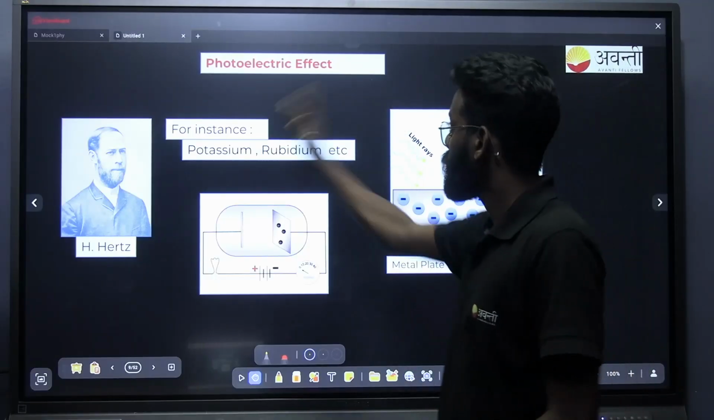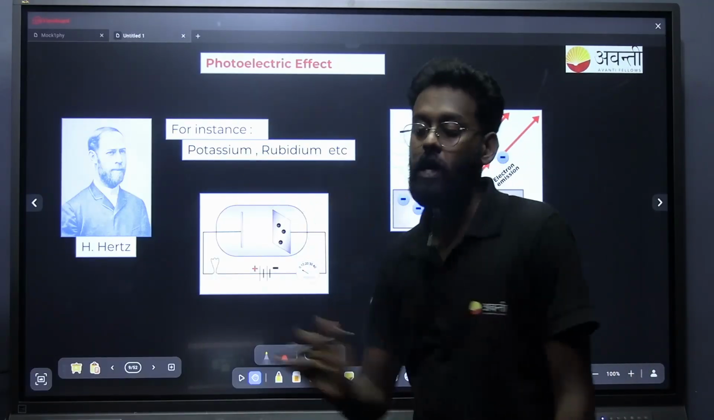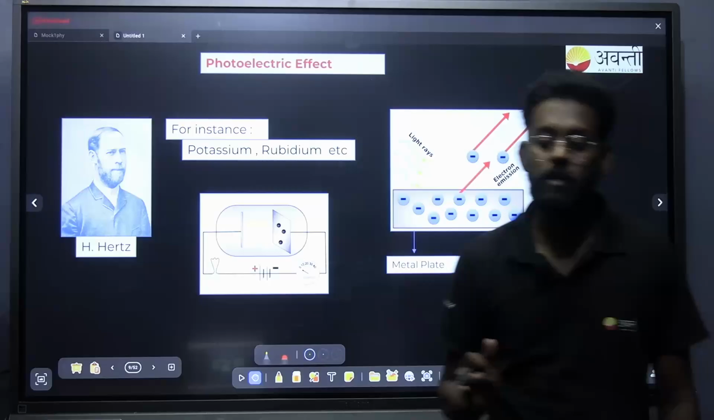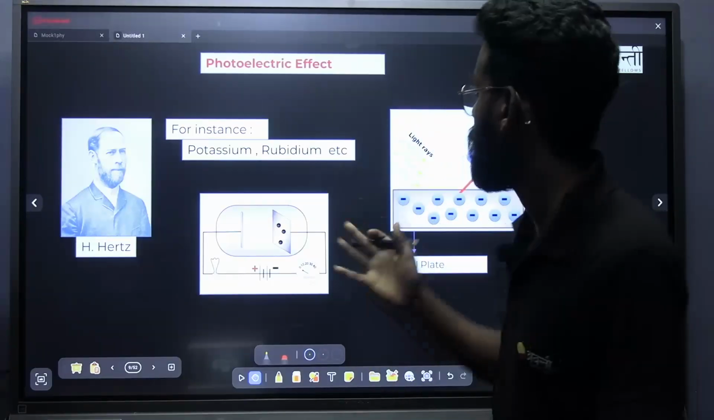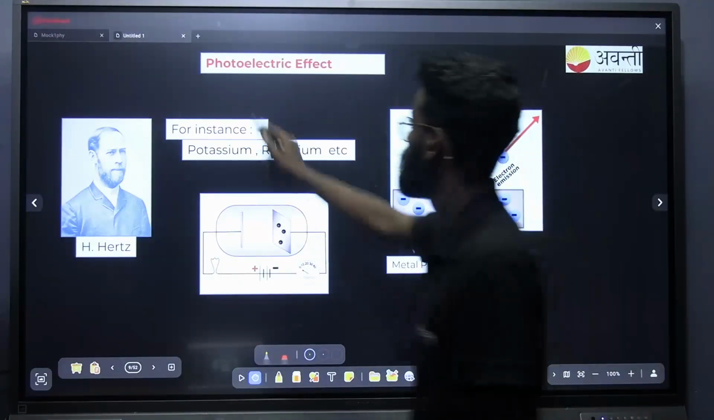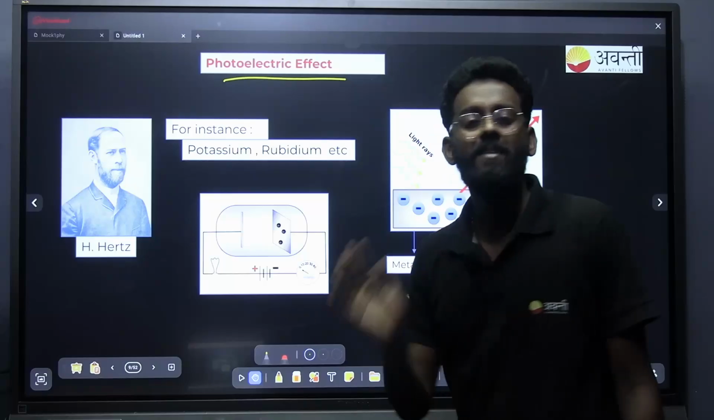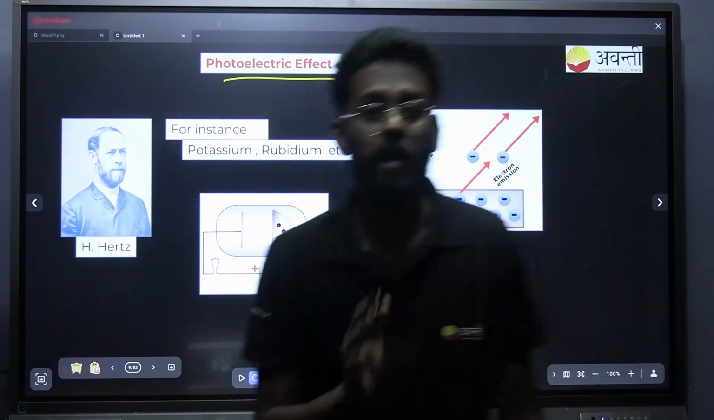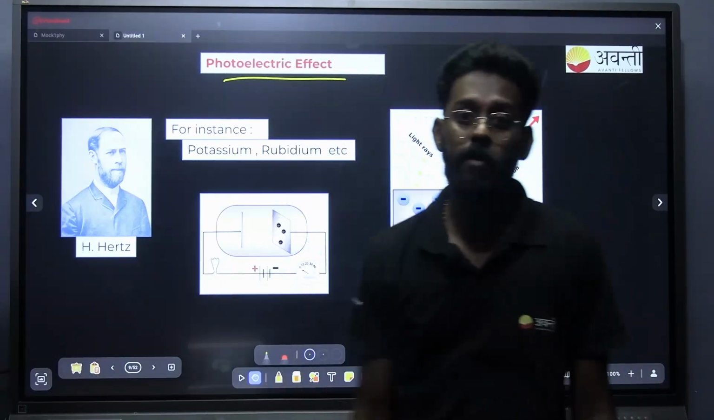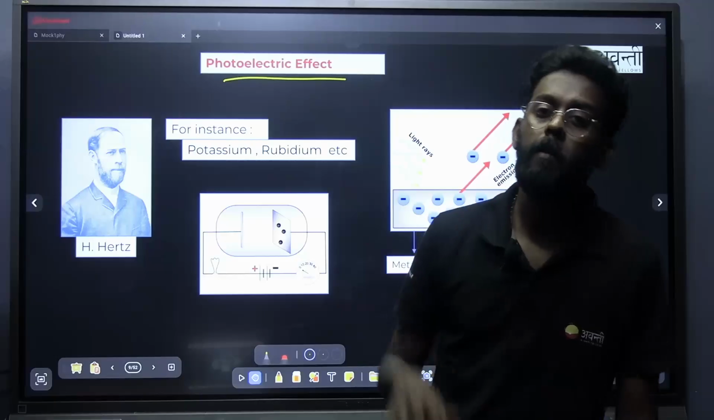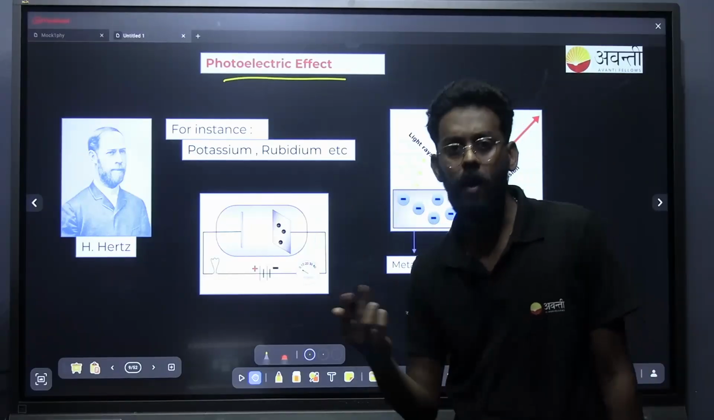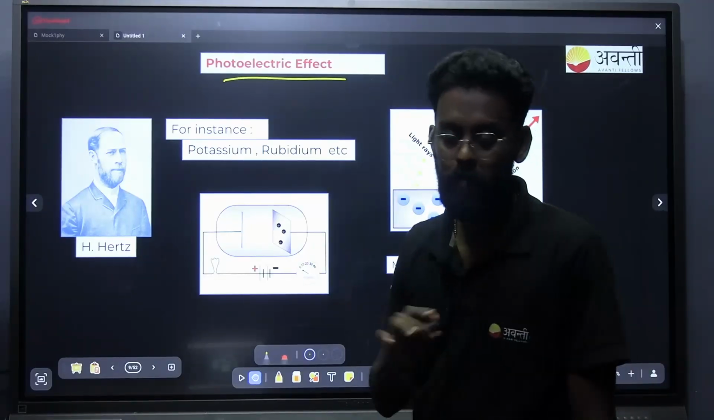Yes, that was Planck's quantum theory. Now this is one of the phenomena of light for which Albert Einstein got the Nobel Prize. What is this? The photoelectric effect. And this photoelectric effect can't be explained by considering the wave nature of light. Then how can we explain it? By considering the particle nature of light through Planck's quantum theory.